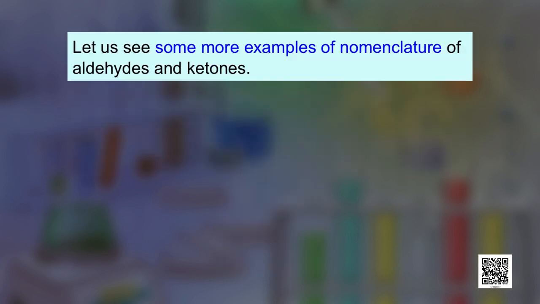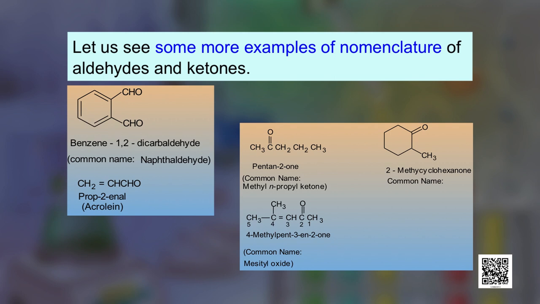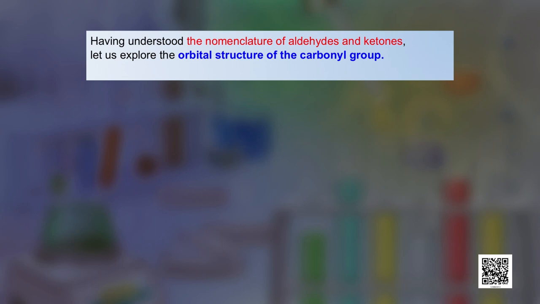Let us see some more examples of nomenclature of aldehydes and ketones whose structures are given here. Now, here you can see that this contains 2 CHO groups, and accordingly the name is given. Similarly, you can browse these more structures given as examples of this nomenclature. After having understood the nomenclature of aldehydes and ketones, let us explore the orbital structure of the carbonyl group.